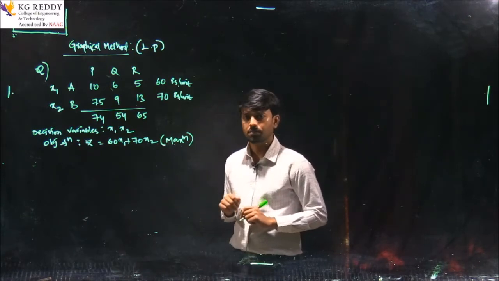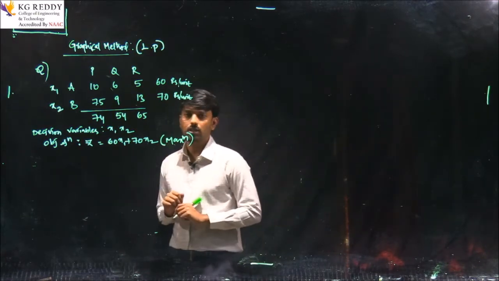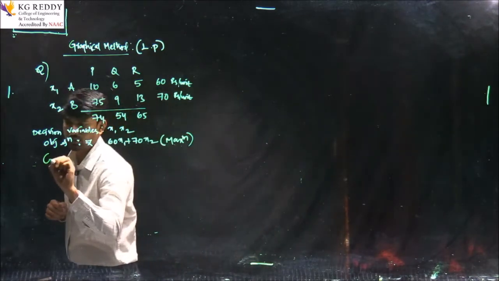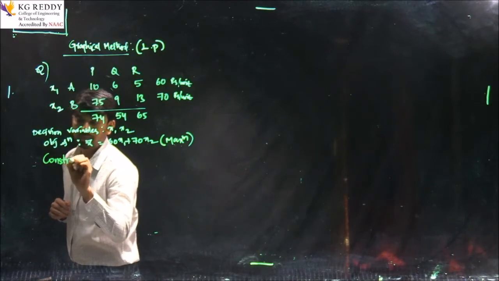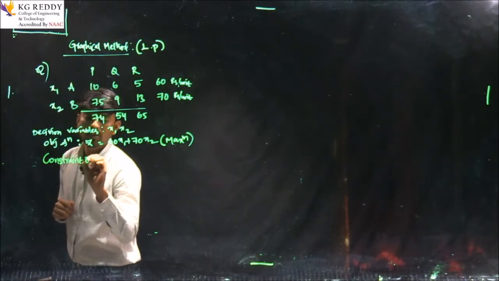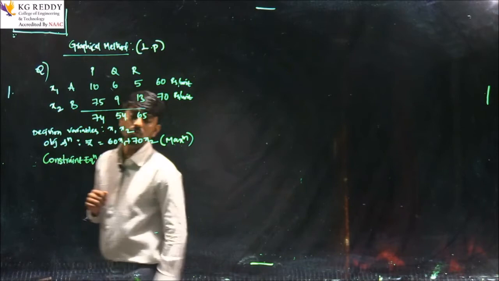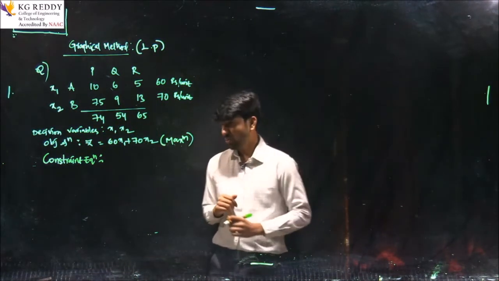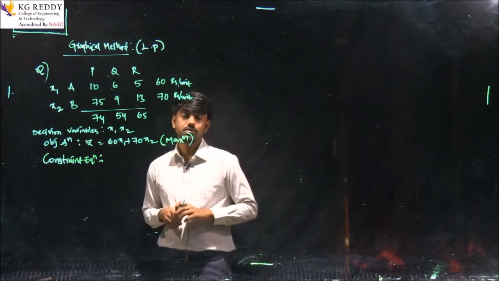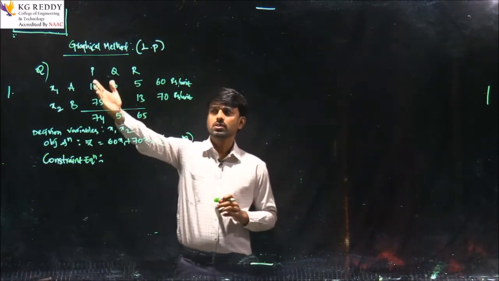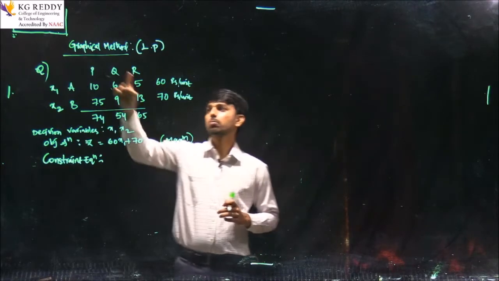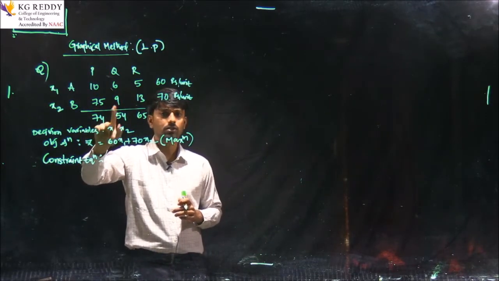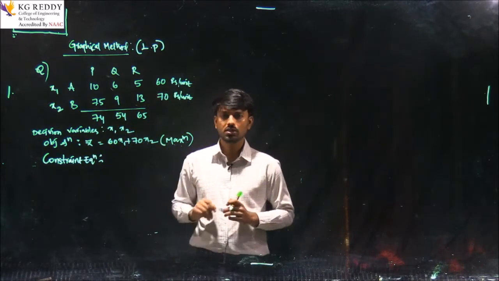What is step 3 in mathematical modeling? Step 3 is to write the constraint equations. Now look at the problem. What are the constraints here? Observe this. In the problem itself, I told you that machine P cannot work for more than 74 hours in a week. This is the constraint.